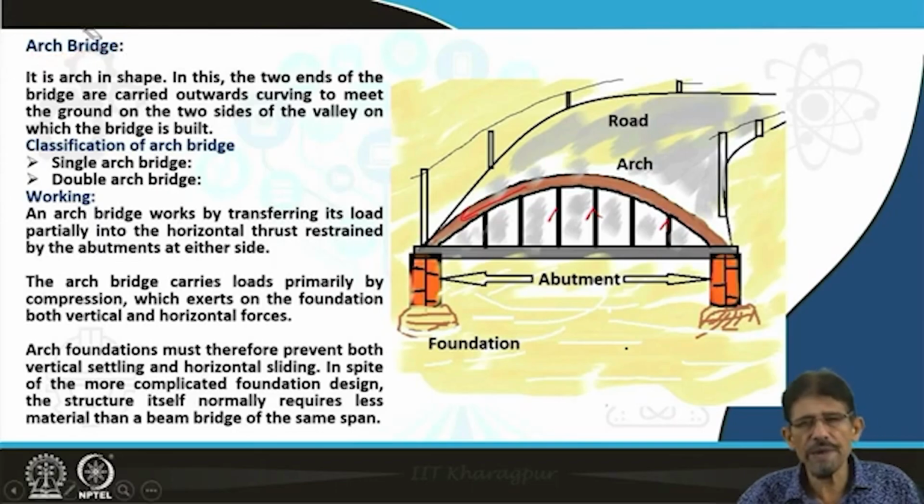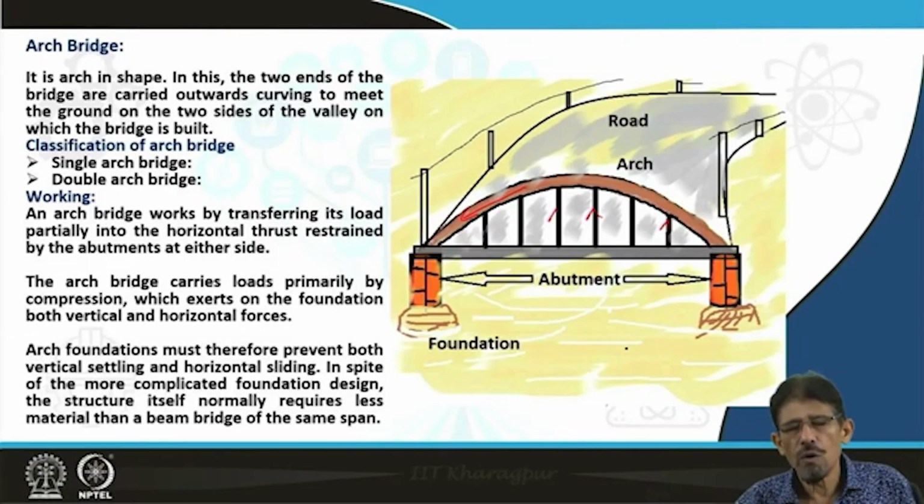The next type of bridge is the arch bridge. As the name indicates, it is arch in shape, and it supports the load of this deck or beam. If a single arch is present, then it is recognized as a single arch bridge, and if there are more than two, then it is a double arch bridge or multiple arch bridge.